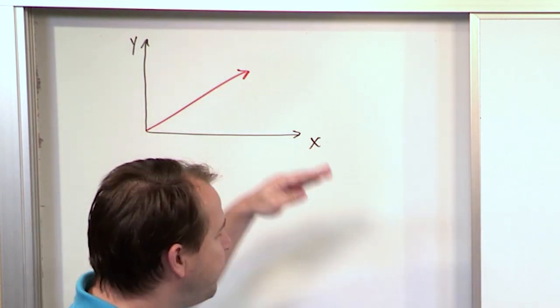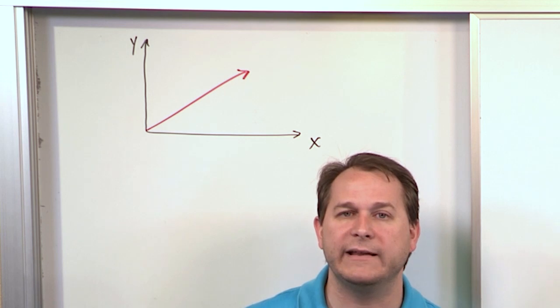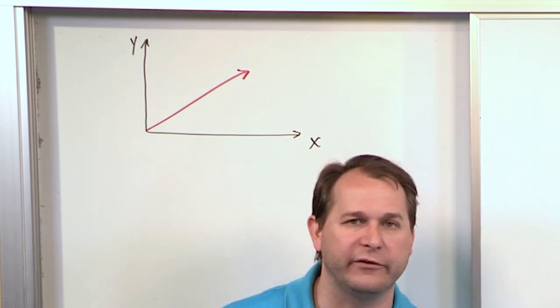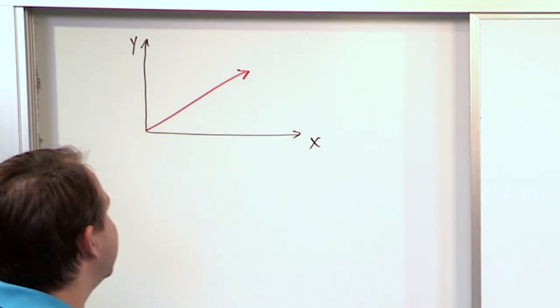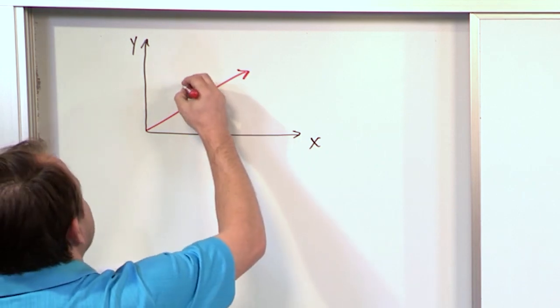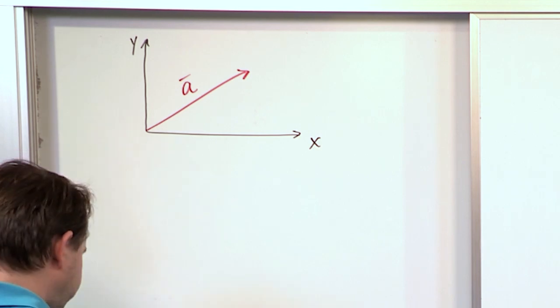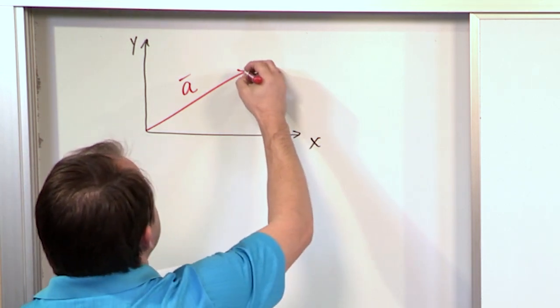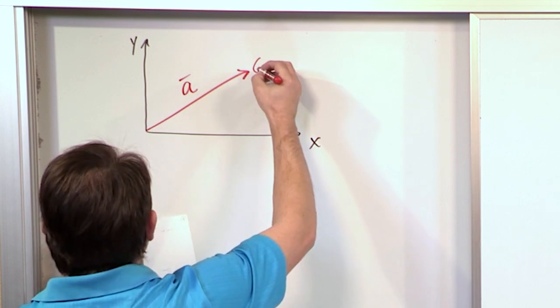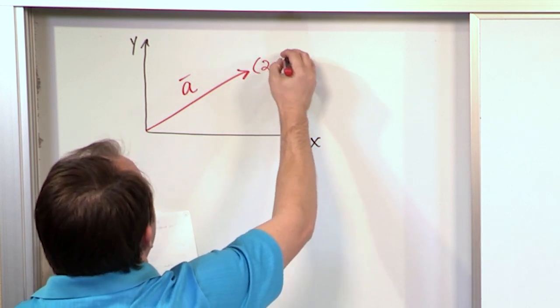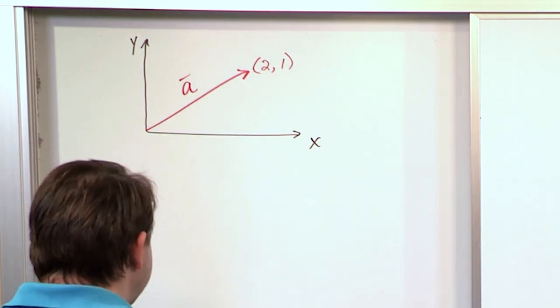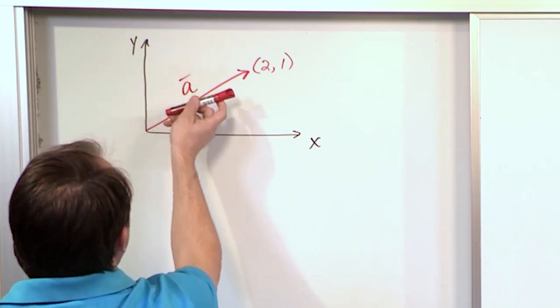The direction the arrow is pointing obviously represents the direction that the wind is blowing or that the force is pushing or whatever other vector it is you're talking about. So we're going to represent this vector as the lowercase a with a bar on top. That's typically what's done. And in this particular case, the tip of the vector here is located at the point 2, 1, right? And that's how we represent where the arrow is pointing.